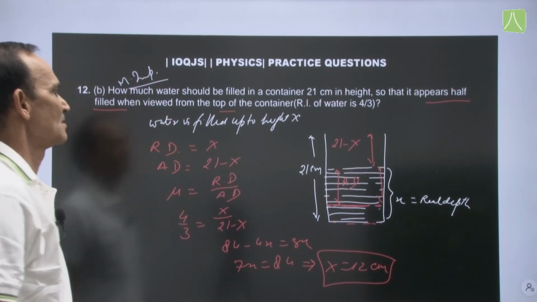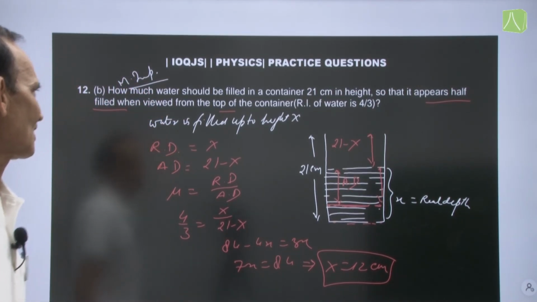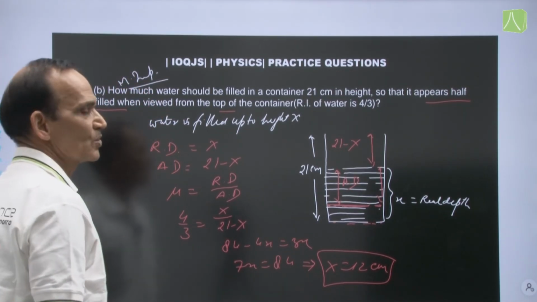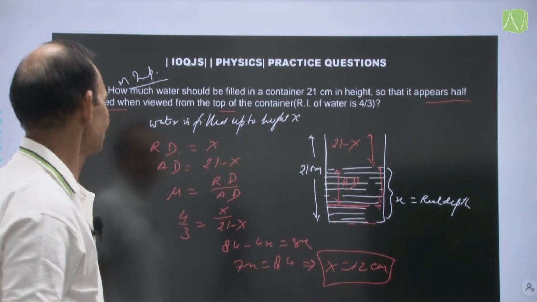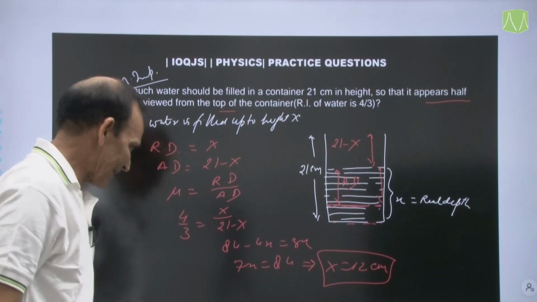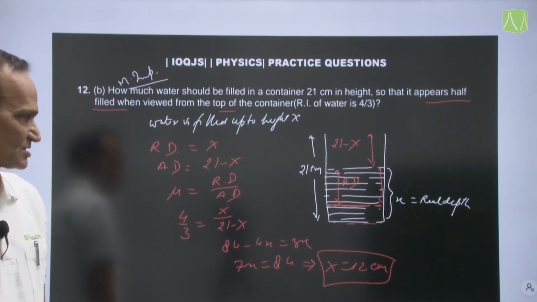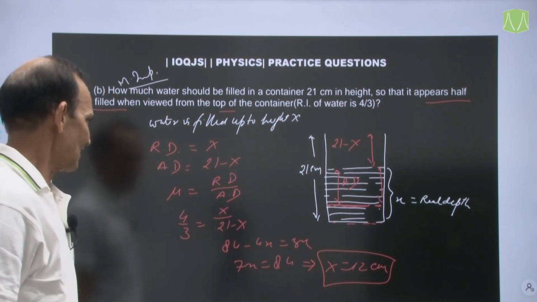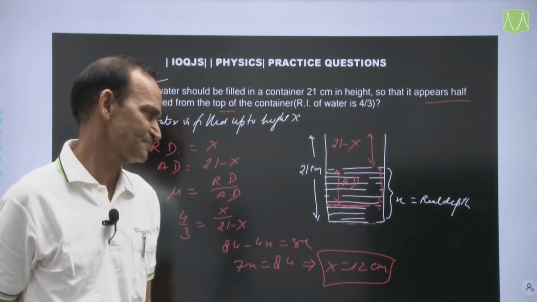It's the answer. We must fill the container up to a height of 12 centimeter. It's the answer. On the next day we will take the second part of this IOQJS, which will also be related to light. Okay.